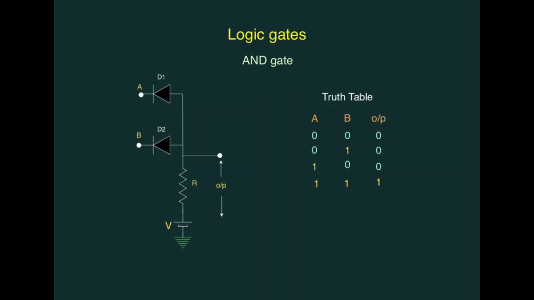Hence we get the truth table of AND gate as shown over here. When A and B both are in logic state 0, the output will be in logic state 0. When either A or B is in logic state 0 with the other input in logic state 1, output will again remain in logic state 0. Only when A and B both are in logic state 1, the output will be in logic state 1. This is the truth table of AND gate.